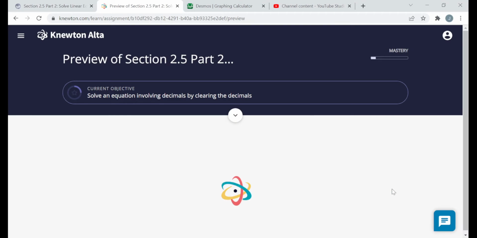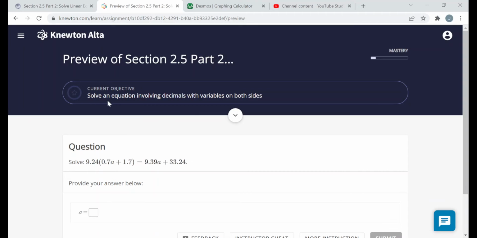All right, next question. All right, so we're switching to the other one. Now it's the same thing. Right, it really is. Solve an equation involving decimals with variables on both sides. So this one also has a set of parentheses here. So let's just write it out and get to it.